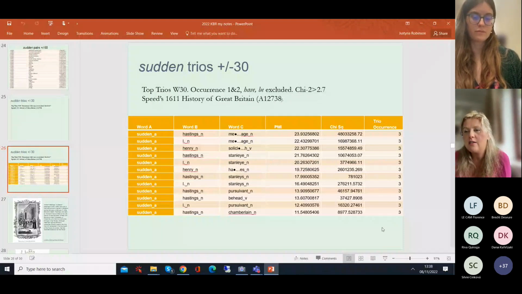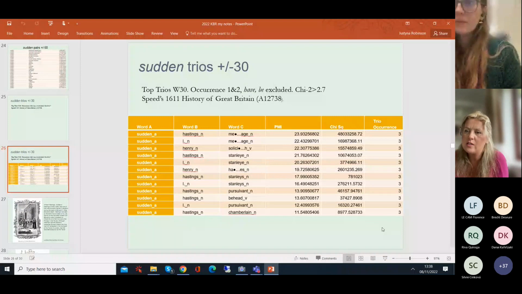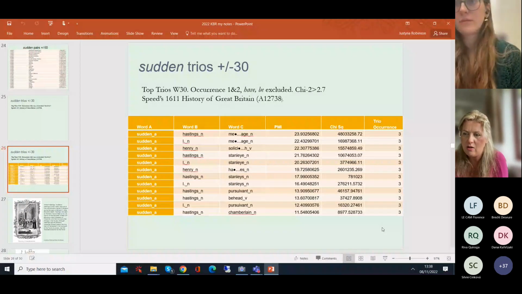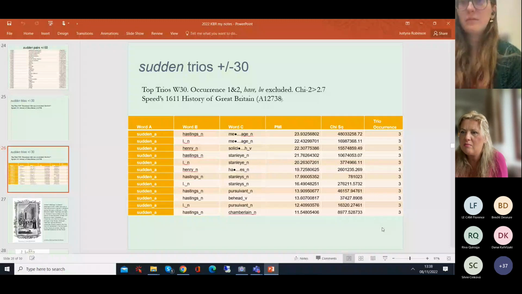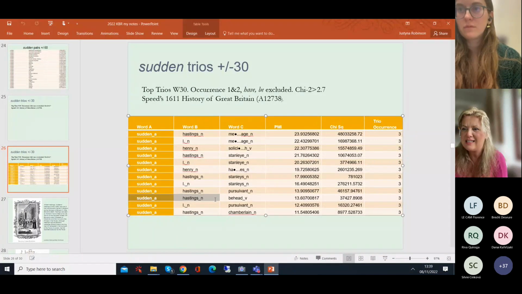But now, as an analyst, I would just look at those examples and see, can I extract any kind of supra-concepts here? One thing that surprised me when I looked at those examples is that Hastings comes up a lot as a noun. And then there's Chamberlain, behead. And there's actually one cluster here that is "sudden," Hastings, and behead.